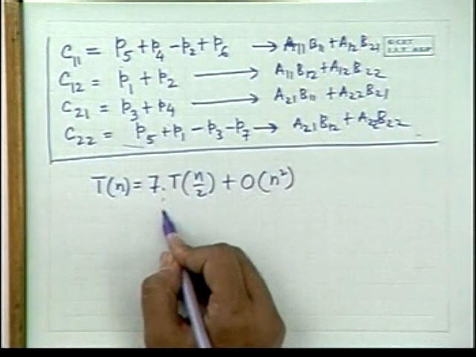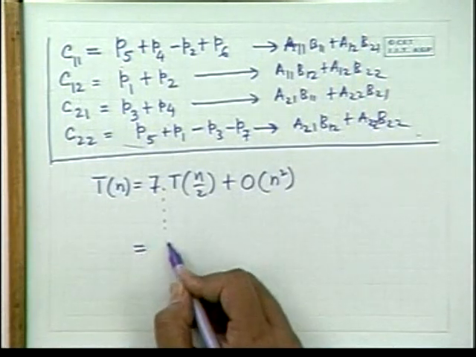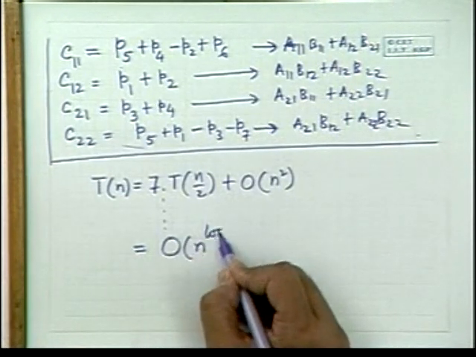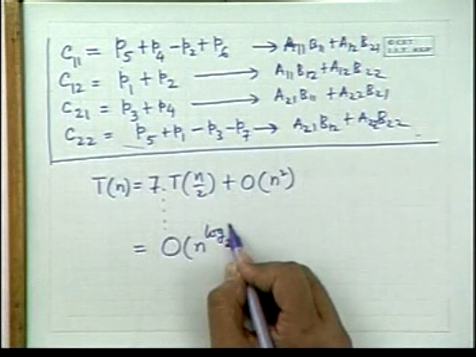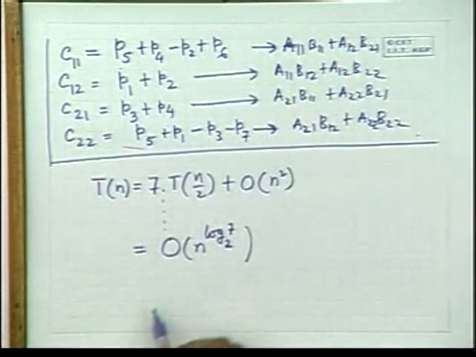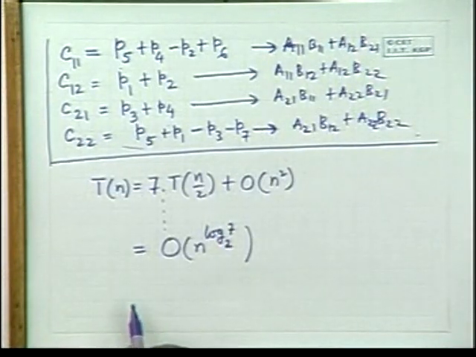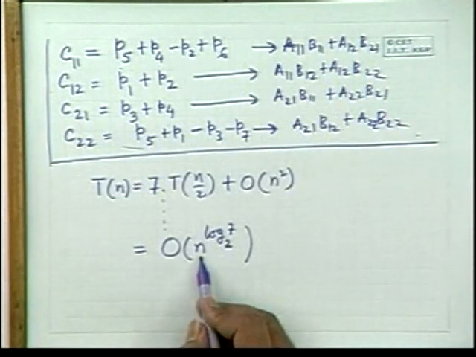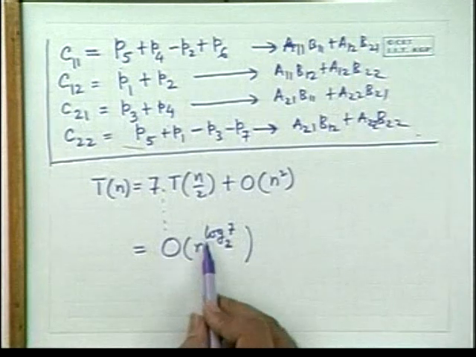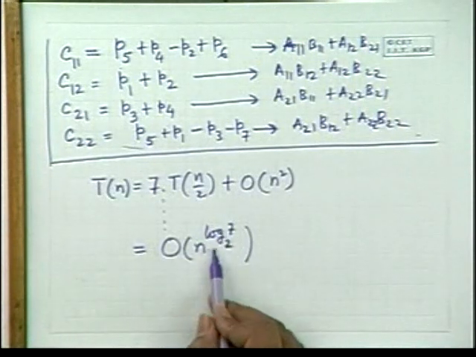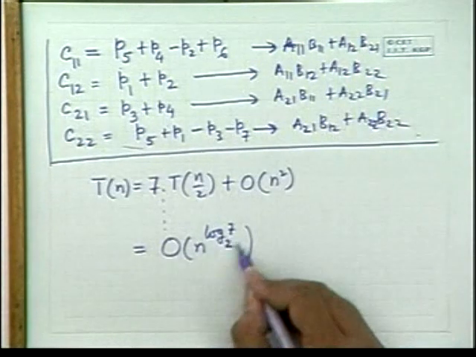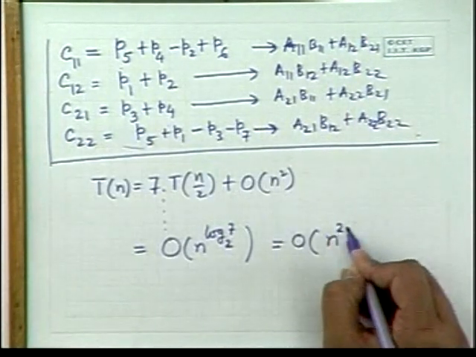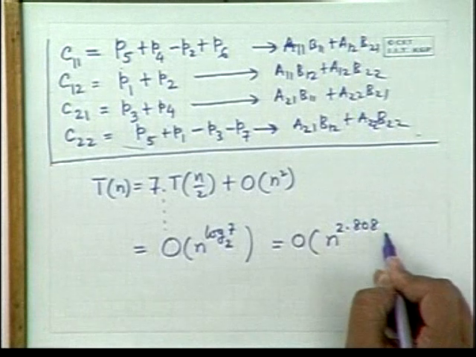And if you solve this, this will give you order of n to the power log 2 base 7. And now we have saved the time. It is not anymore n cube, because n cube is n to the power log 2 base 8. Now it is log 2 base 7. And if you calculate this quantity, it will give something like order n to the power 2.808.